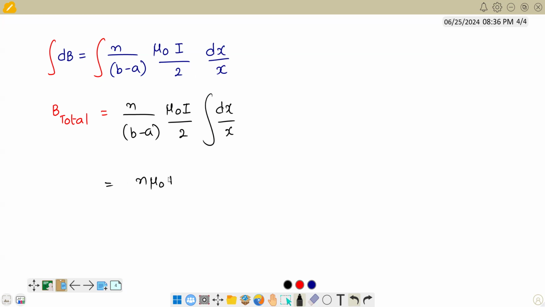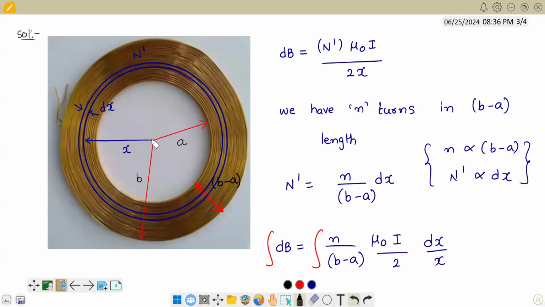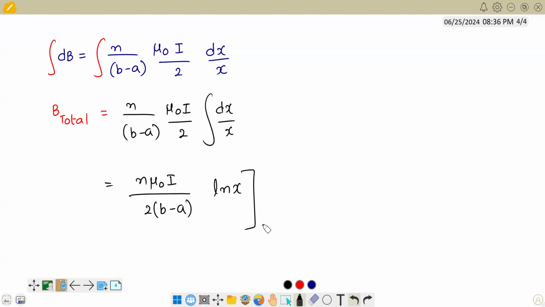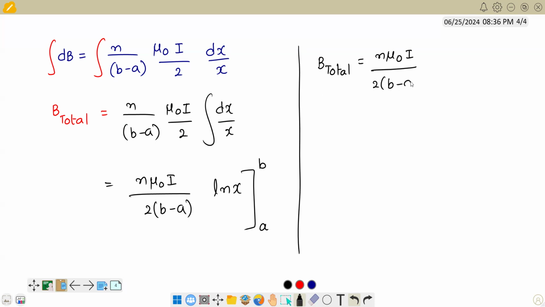So n mu naught I by 2 into B minus A, this would become ln x. What is the least value of x possible? What is the largest value of x possible? If you see this carefully, the least value of x from where this entire coil starts is A. The largest value is B. So the limits are A to B. If I solve it further, we get B total equals n mu naught I by 2 into B minus A, ln B minus ln A.